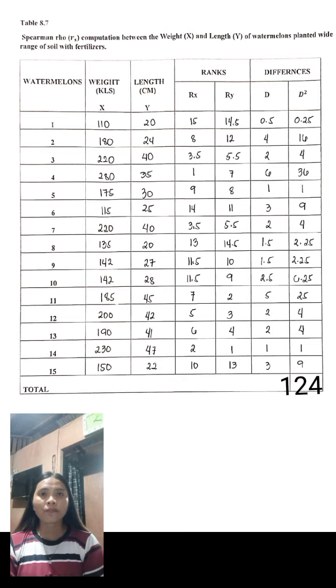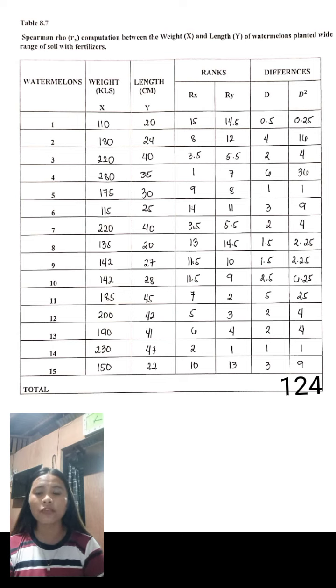14.5. If you are confused about 14.5, it's just because watermelon 1 and watermelon 8 have the same length, which is 20 centimeters. So we need to put 14.5 for both watermelon 1 and watermelon 8. So 14.5 and 15, the difference between them is 0.5. That's how you are going to determine the differences.